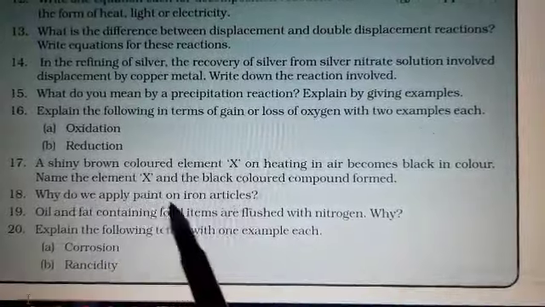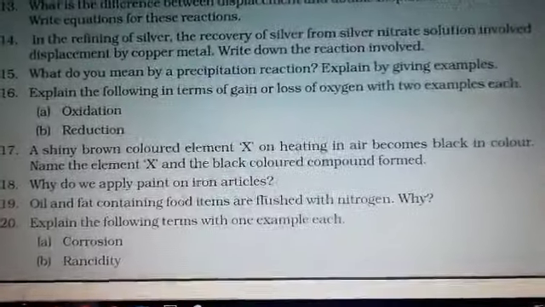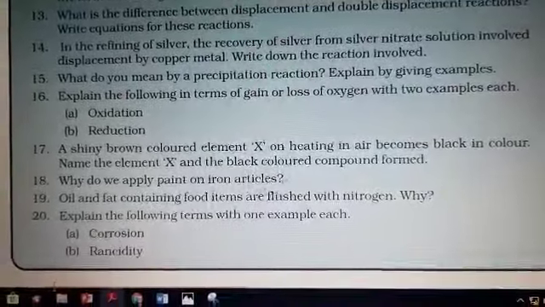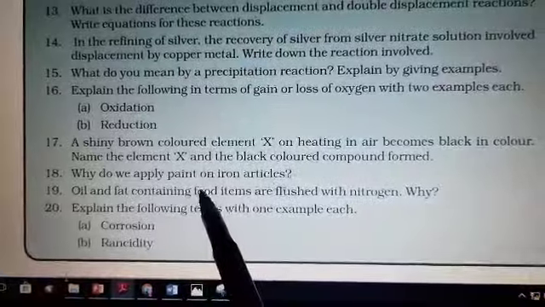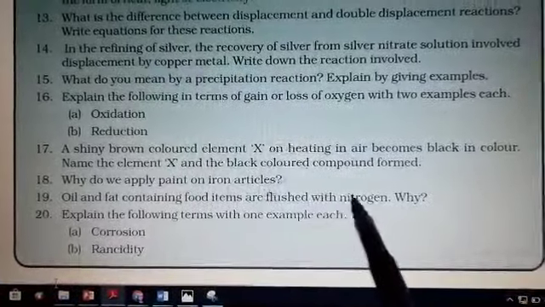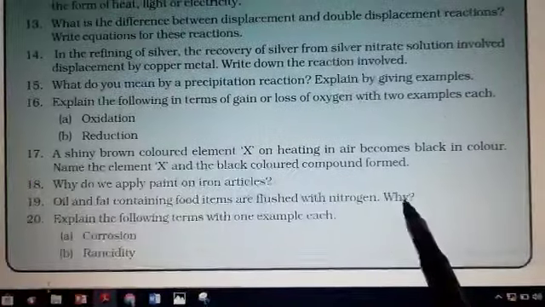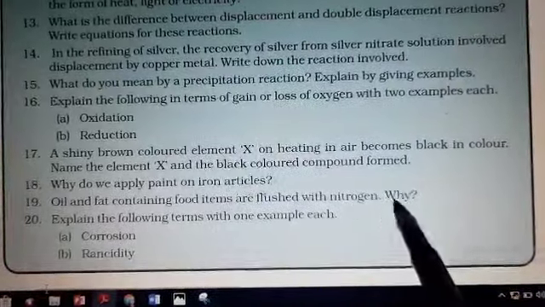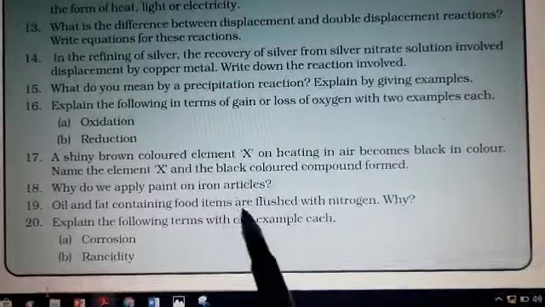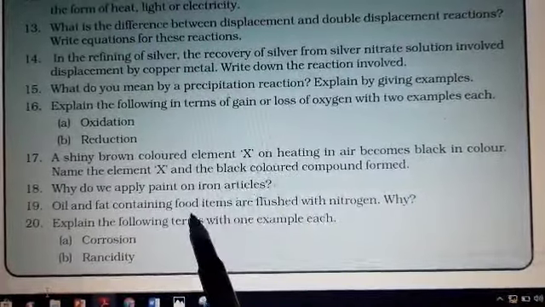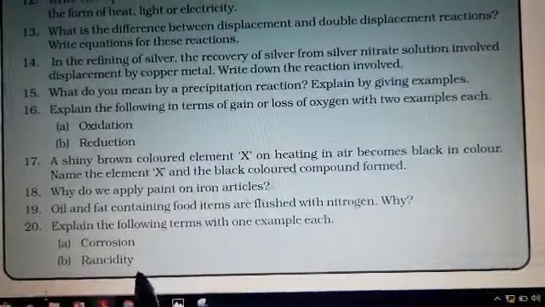Why do we apply paint on iron article? We apply paint on iron article to prevent it from rusting. Simple question it is. Oil and fat containing food items are flushed with nitrogen. Already it is told in the videos, because nitrogen is an inert gas, right? So that is why food item will not be reacting with the oxygen and will not get oxidized. Explain the following terms with the example, that is corrosion and rancidity.